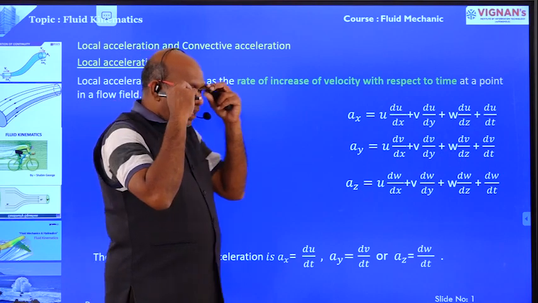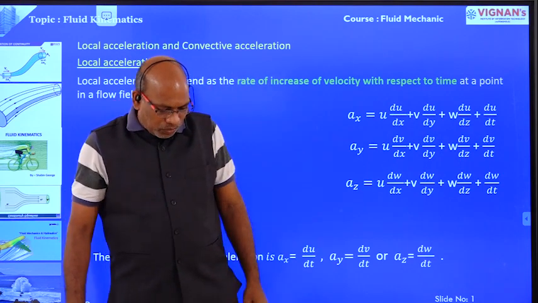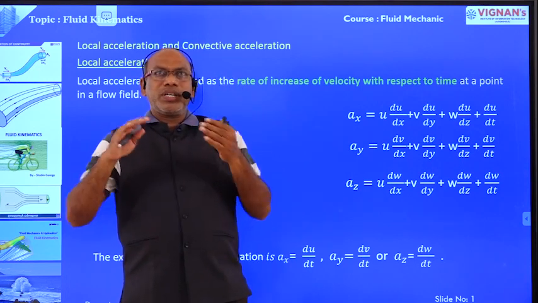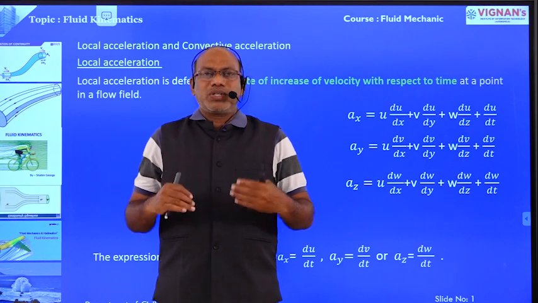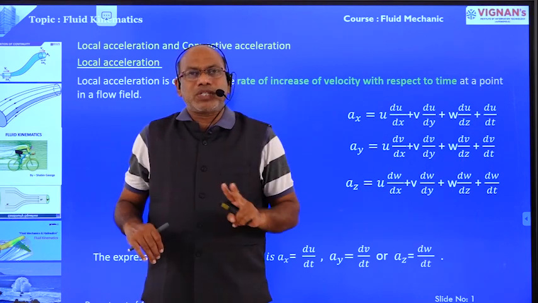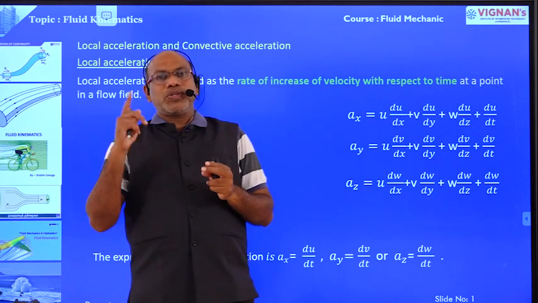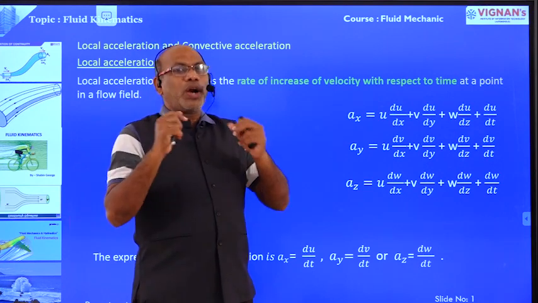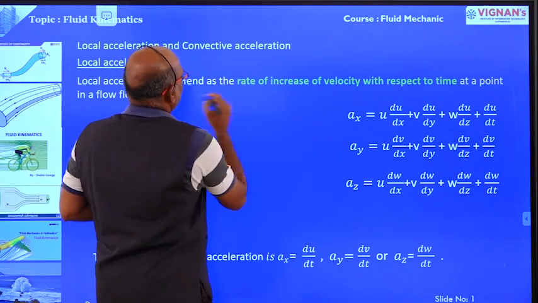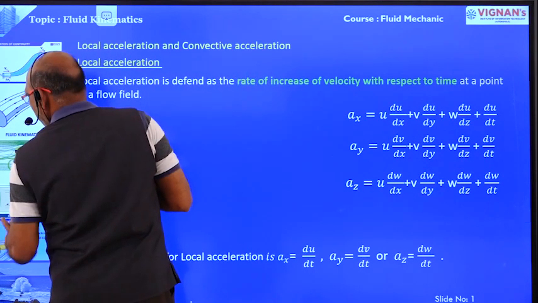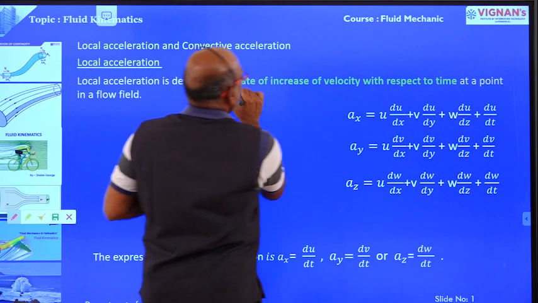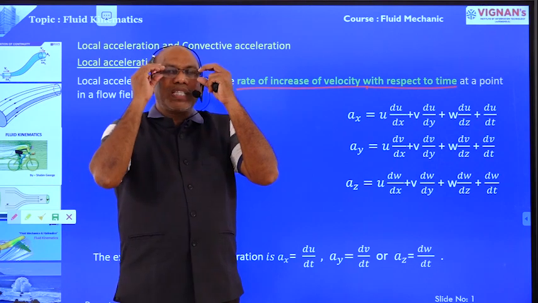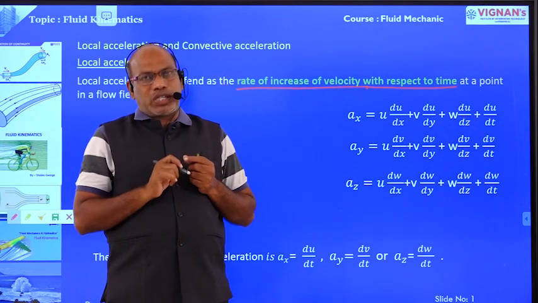Right. Here, all these are the total accelerations. Now we have determined the acceleration in x direction, y direction, and z direction. These are the total accelerations. Now we are going to determine only two heads. This total acceleration is classified into two ways. One is local acceleration and the other is convective acceleration. Local acceleration means the rate of increase of velocity with respect to time. The rate of increase of velocity with respect to time is known as local acceleration.